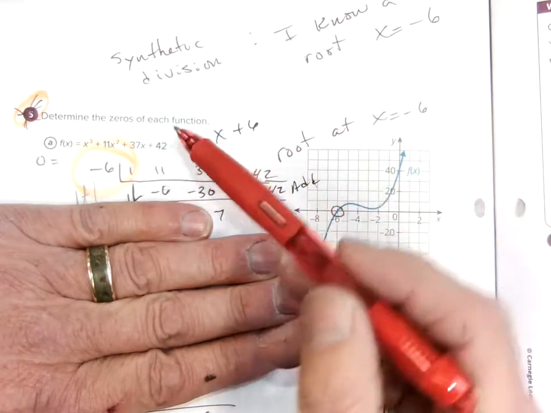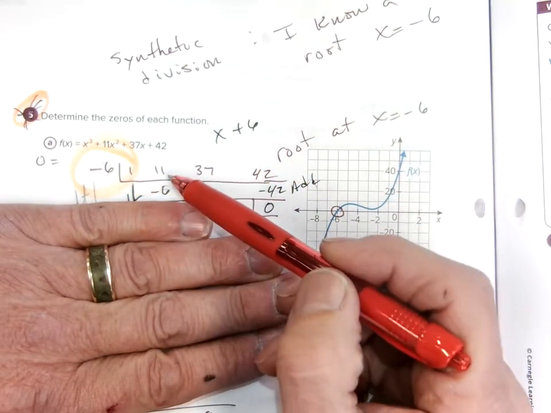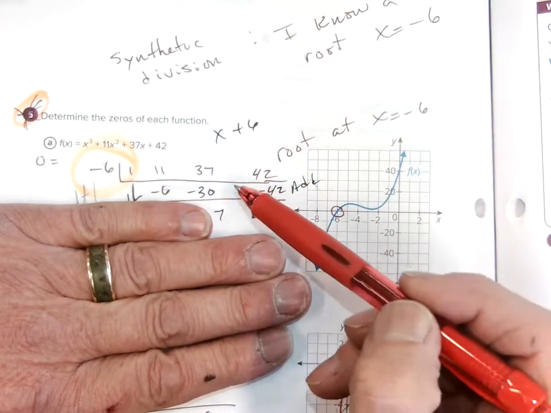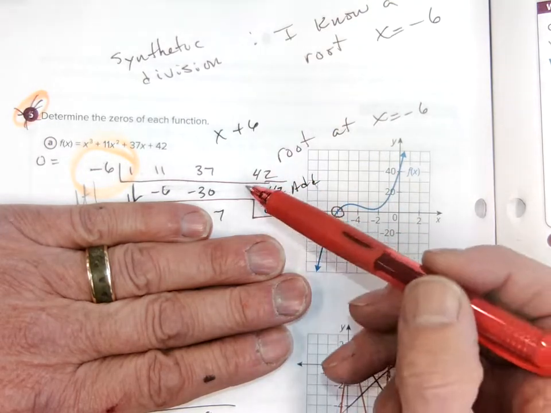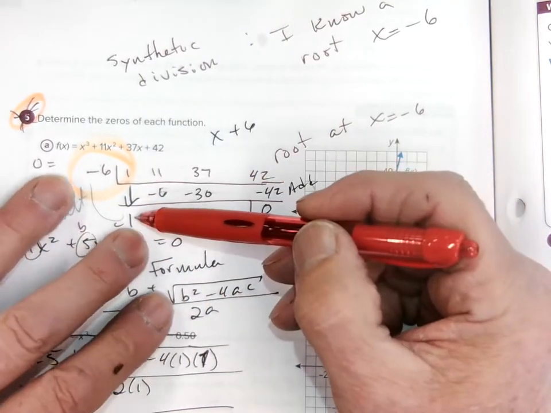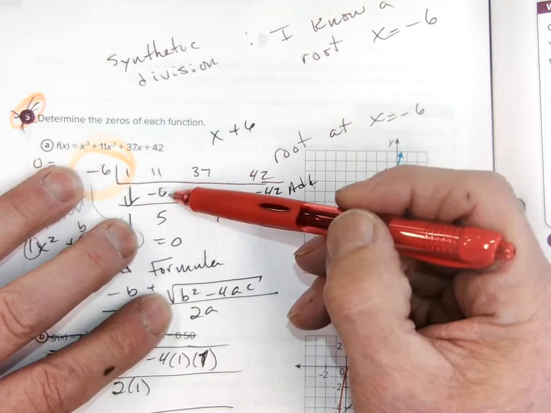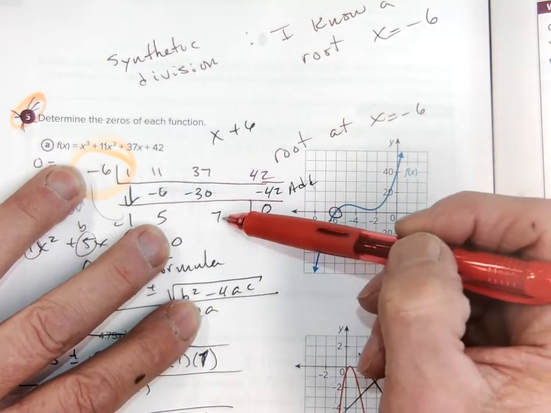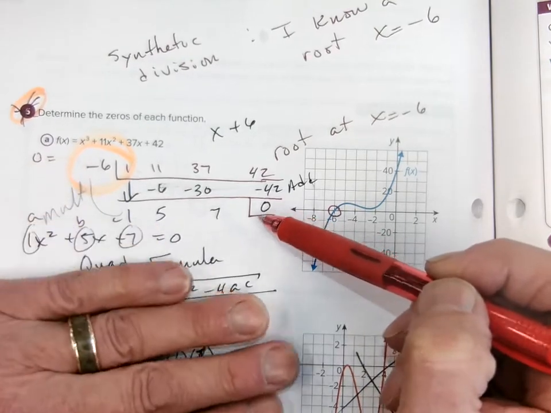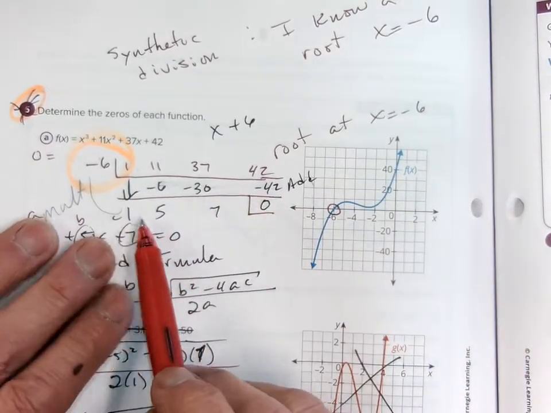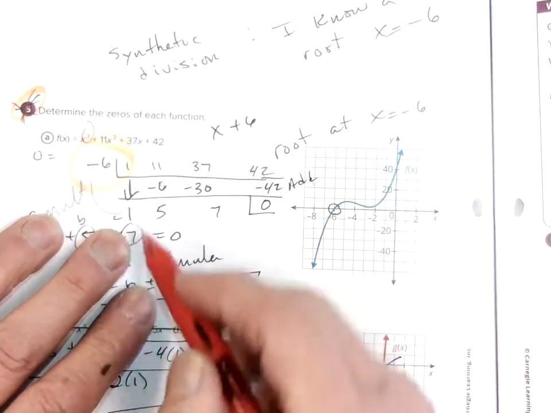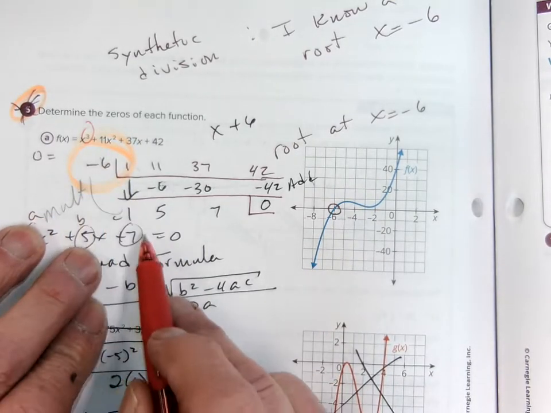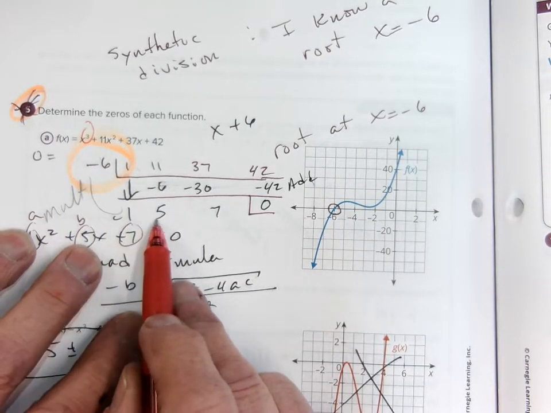I did negative 6. My polynomial was 1x cubed, 11x squared, 37x plus 42. And I did my synthetic division. I brought down my first term, and I multiplied. I added, then I multiplied. Added, then I multiplied, and I got a remainder of 0. Okay, awesome, got a remainder of 0. This then is going to be a 1x squared, 1 less power, 1x squared plus a 5x plus 7.